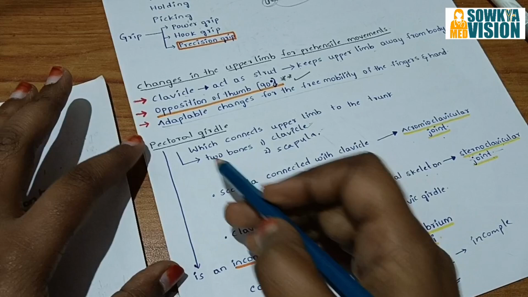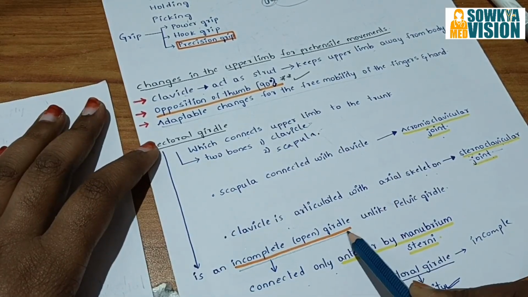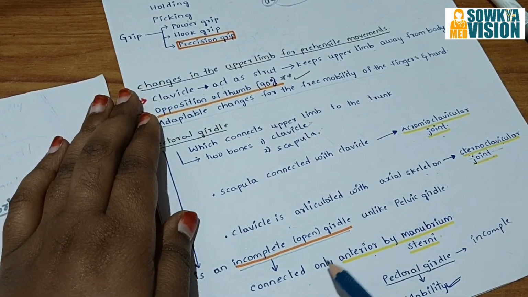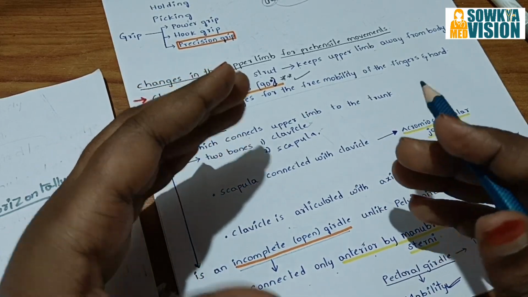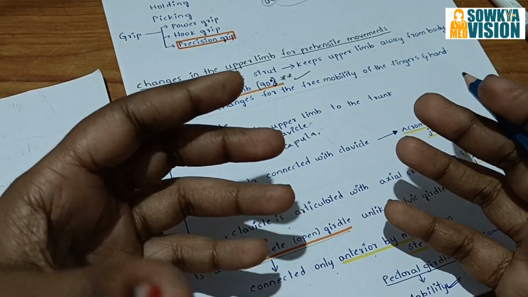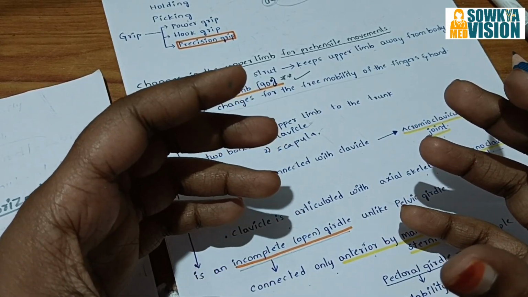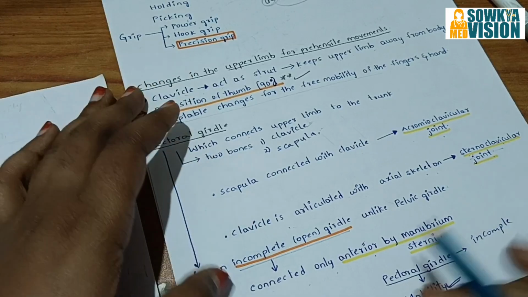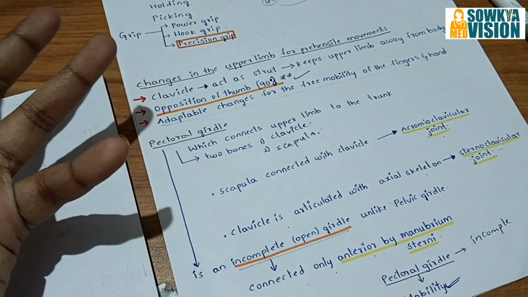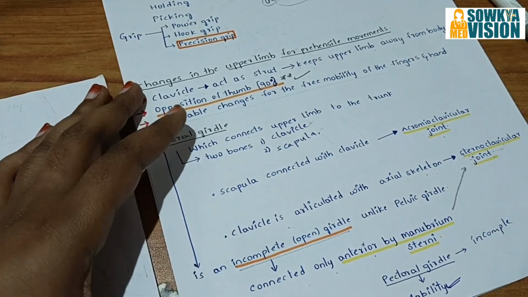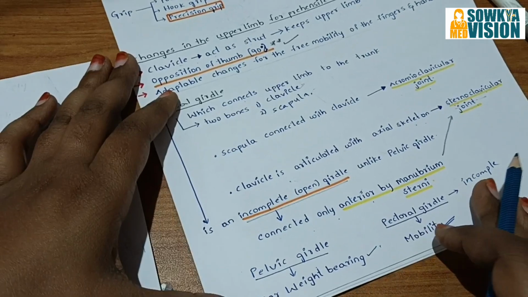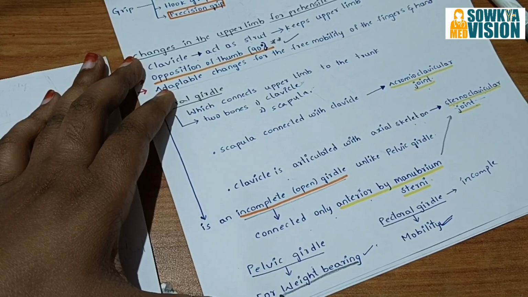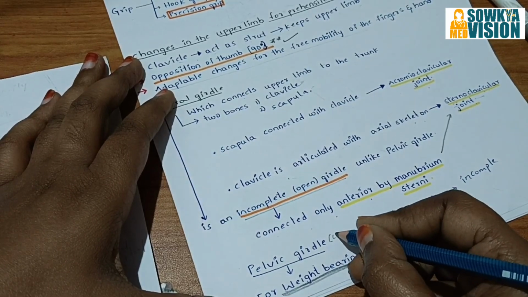Now, as we said, it is an incomplete girdle. It is an open girdle, unlike the pelvic girdle. Why is it open? For enhancing movements, for mobility, for abduction, adduction, circumduction, freely mobile functioning. Now, it is connected anteriorly by the manubrium sterni, forming what? The sternoclavicular joint. Now, what is the difference between the pelvic girdle and the pectoral girdle? The pelvic girdle is weight bearing, and that too, it is a closed girdle.